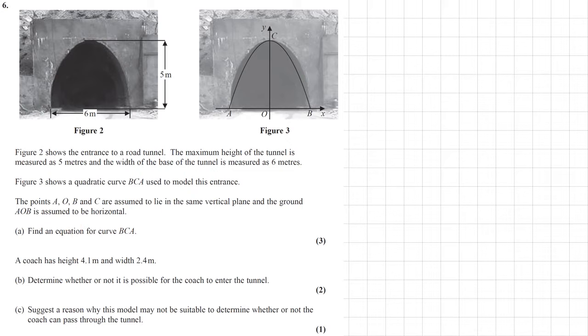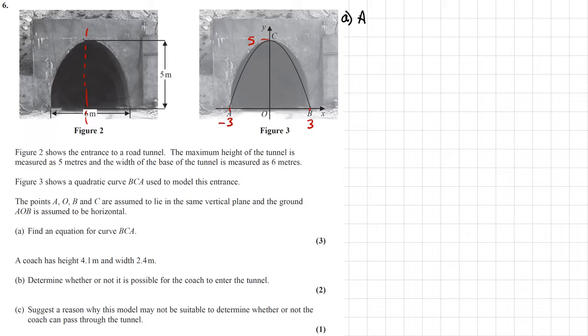So the first thing I'm going to do is to write down what the coordinates of the points A, B and C are. Now the height of the tunnel is 5 meters, so we'll call the coordinate at the top, or the y coordinate, 5. The width of the tunnel is 6 meters. We've got the y-axis basically going straight down the middle, so it's going to be 3 meters either side of that middle line, that line of symmetry. So it's going to be 3 here and 3 here, or -3. So first thing I'll do is write down those coordinates.